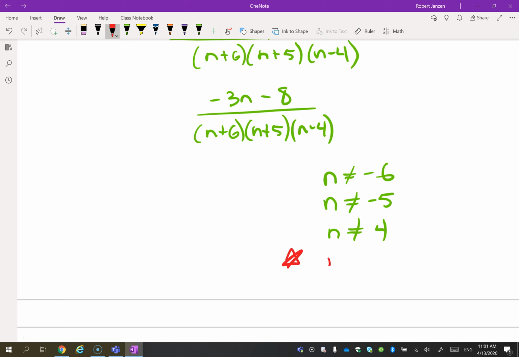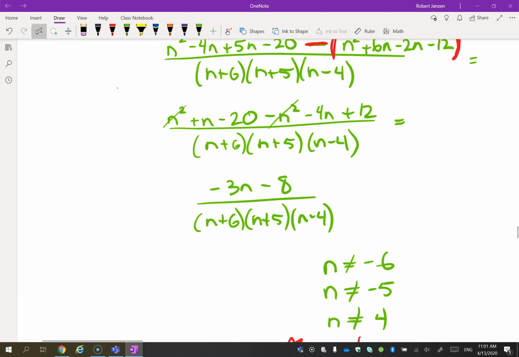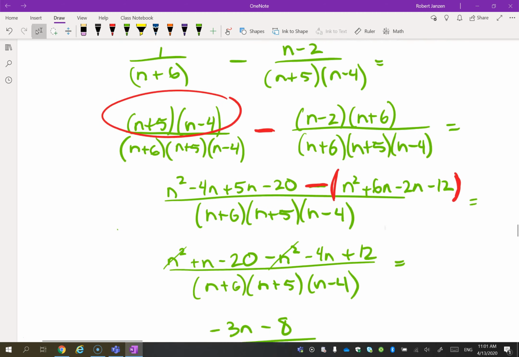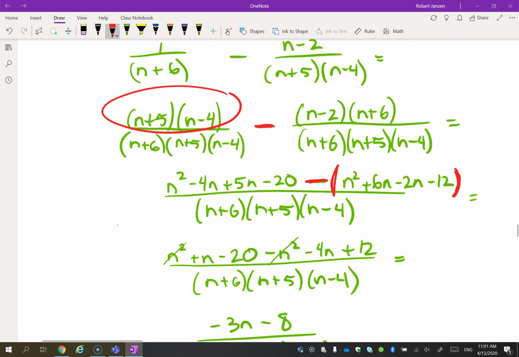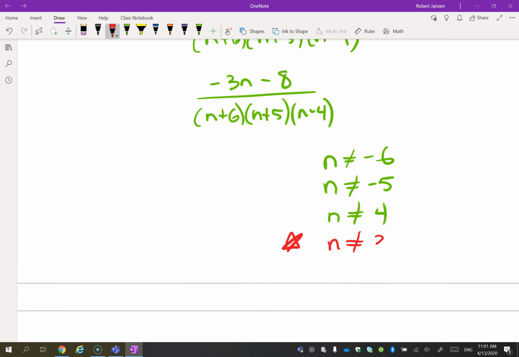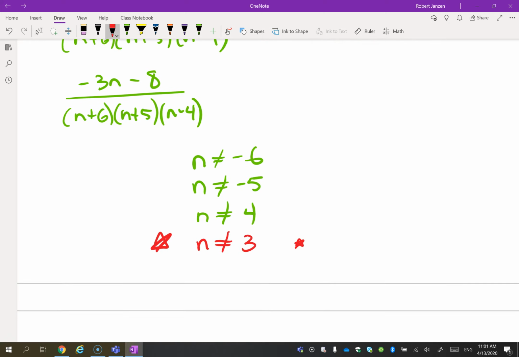And n can't be... What did we cancel out way up here? If you look right here, we canceled an n minus 3 out. So n can't be 3. If you want to make a little note, we simplified when we had n minus 3 over n minus 3, and we canceled them out. We cancel them out, but we still have to say that n can't be 3.